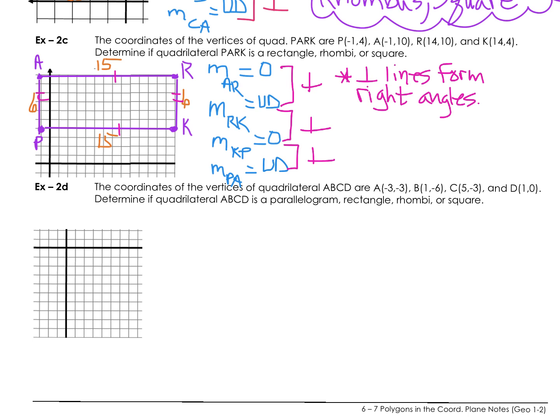Okay, so I've proven 2 sets of opposite sides are congruent, and I have 4 right angles, and that right there tells me for a fact that I have a rectangle. So I'm just going to put a box around the rectangle.